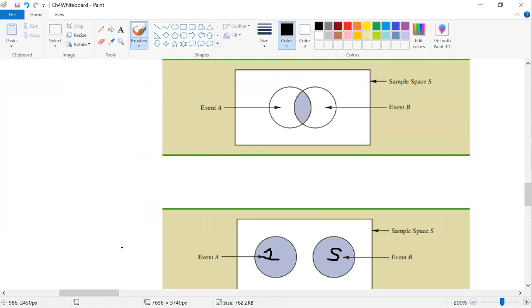Now, there's an example of the and. That one, that's the and. So we can call that our intersection and.